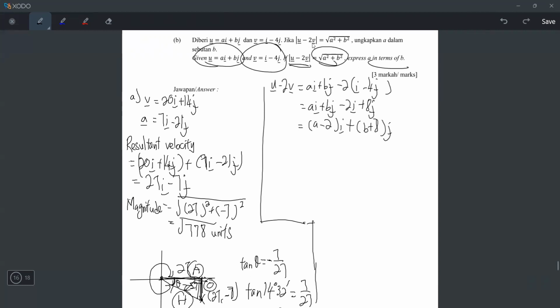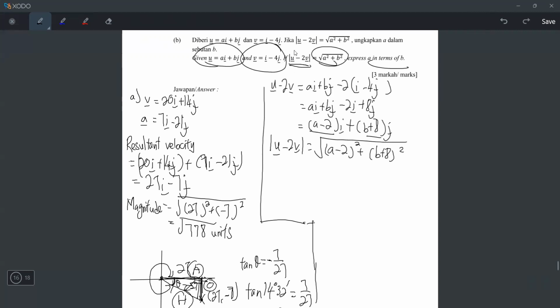Okay, so this is U minus 2V, but I want the magnitude, right? So my magnitude of U minus 2V equals square root of bracket square plus bracket square. But don't look here. I don't want the one they give. I want to do it myself. So I should look here. A minus 2 square, B plus 8 square. Okay. Now only I look at the one they give us.